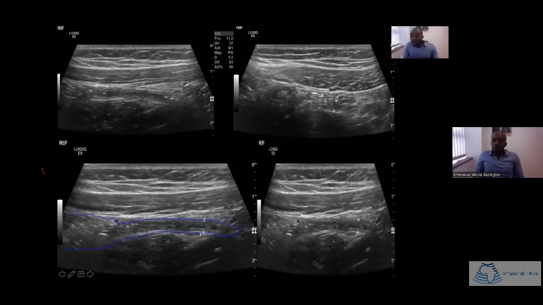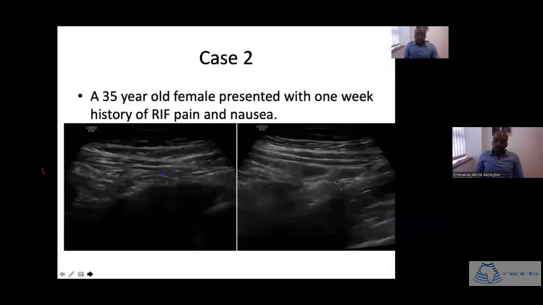So to the right side of the screen here, we have a transverse view of the same normal appendix, measuring 4 millimeters there, and I just sketched out the schema around the appendix to help you see better. And just here you can see the appendix. So that's a normal appendix. Everything else was normal as far as ultrasound is concerned on this patient.